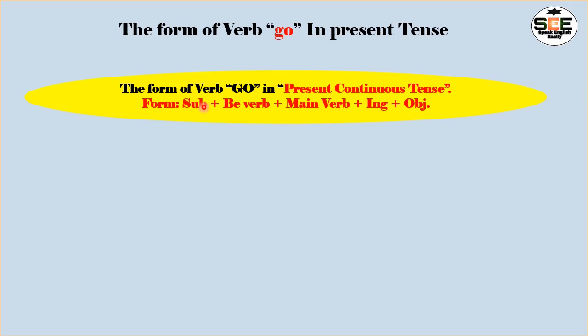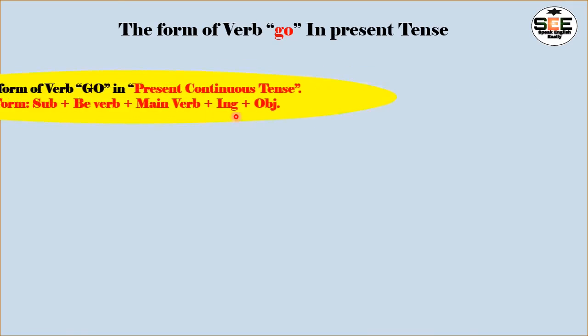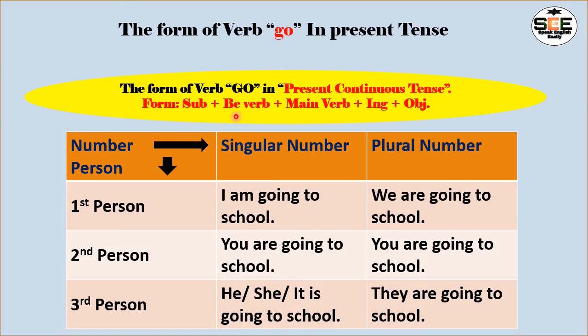So let's start. Here I have written the form: subject plus be-verb plus main verb plus ing plus object. I already made a video on be-verb, so you need to go to my playlist and watch the video. It will be very helpful for you if you don't know about be-verb, right? See, here is a table.